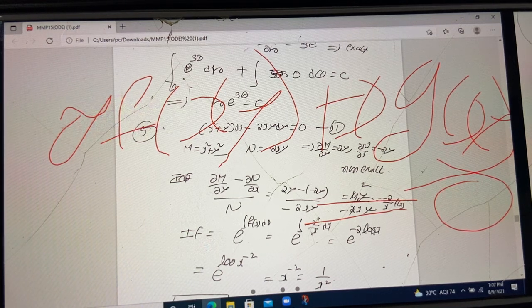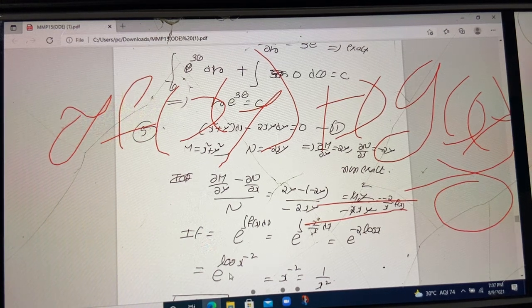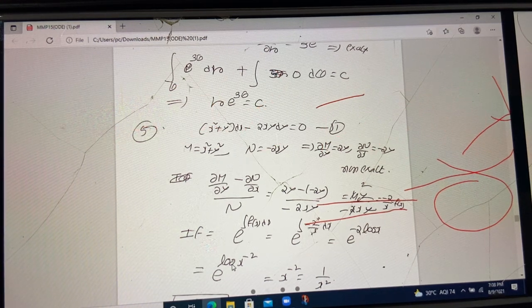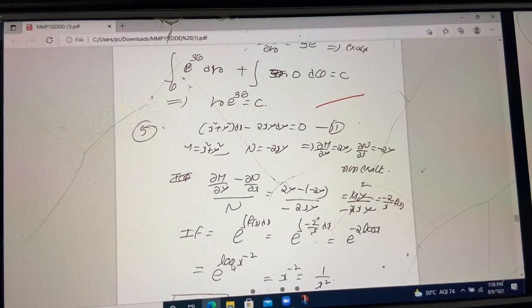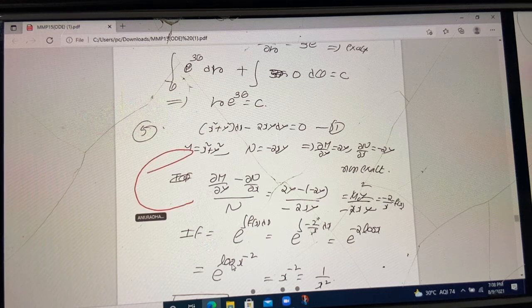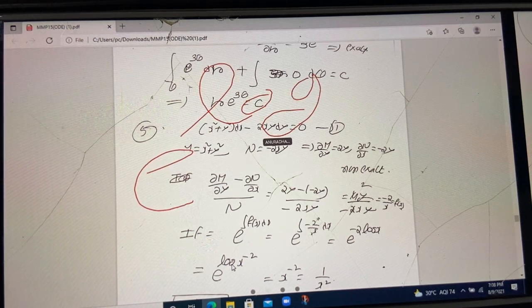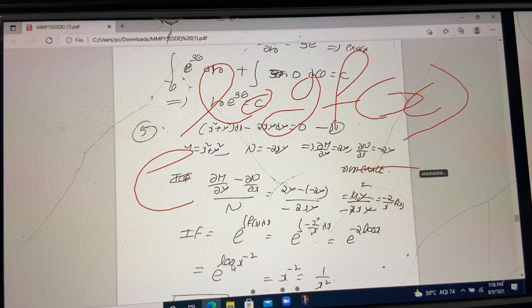The integral of 1 by x is log x. So e power -2 log x, that is e power log x power -2, that is x power -2. E and log are opposite operators, like plus and minus being opposite. They will cancel. So the standard formula, if you want, you can note down: e to the power of log f(x) is always f(x).